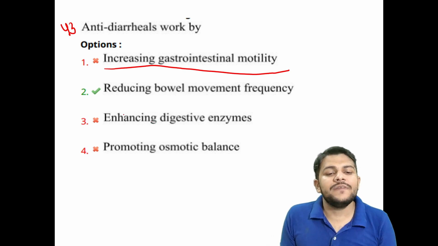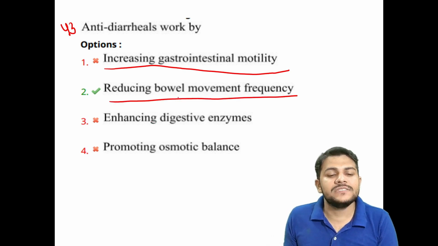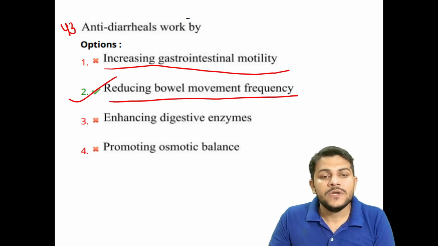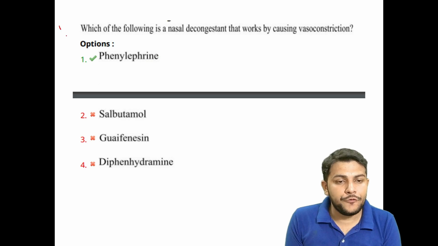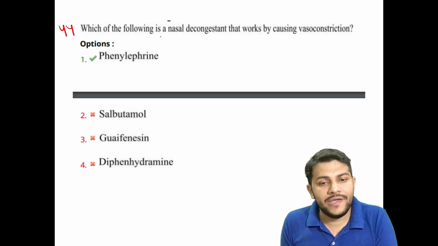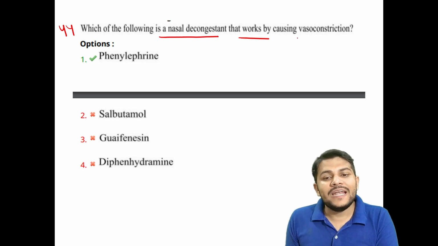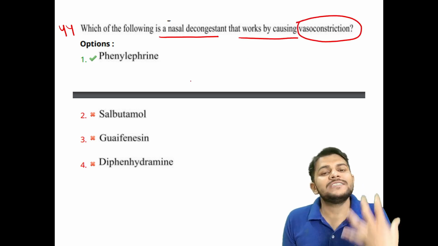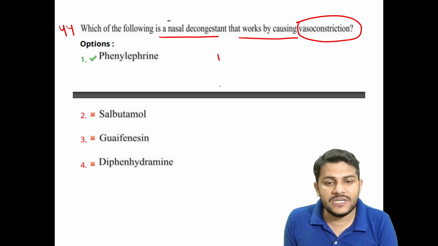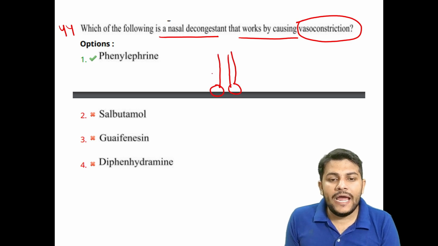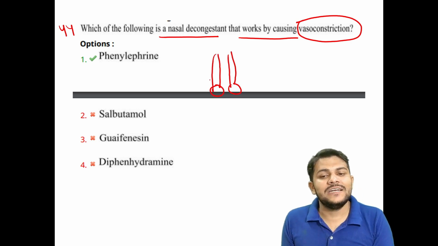Next question, question number 44. You just have to find out which of the following is a nasal decongestant that works by causing vasoconstriction. Suppose this is the nostril cavity that you have. In a nasal congestion, there is dilation of the inner lining, the inner blood vessels of your nasal cavity.